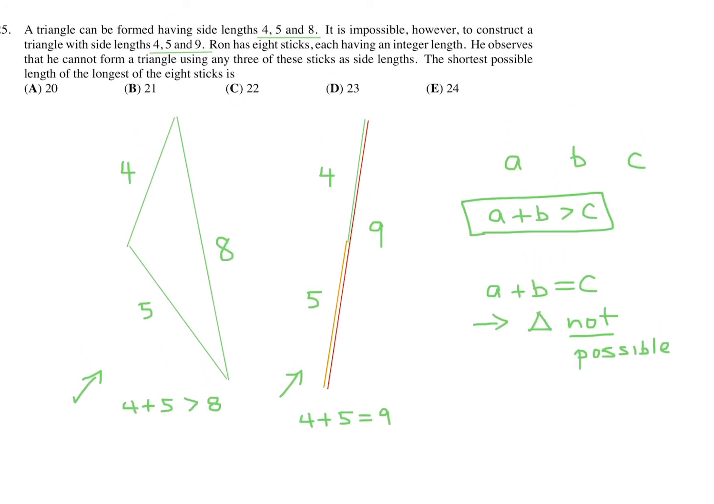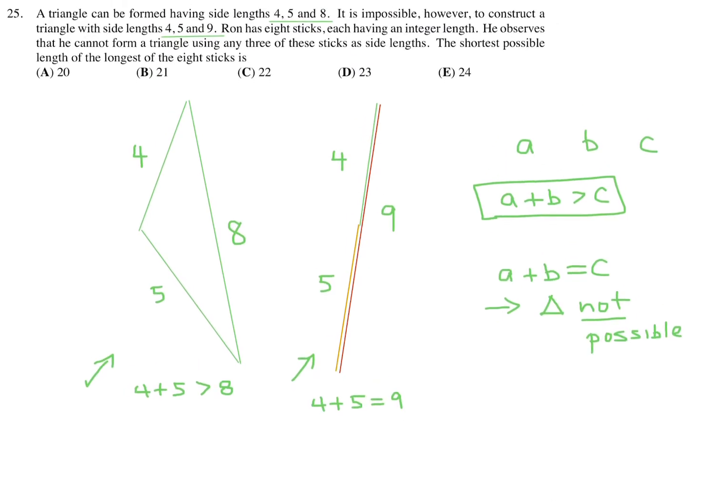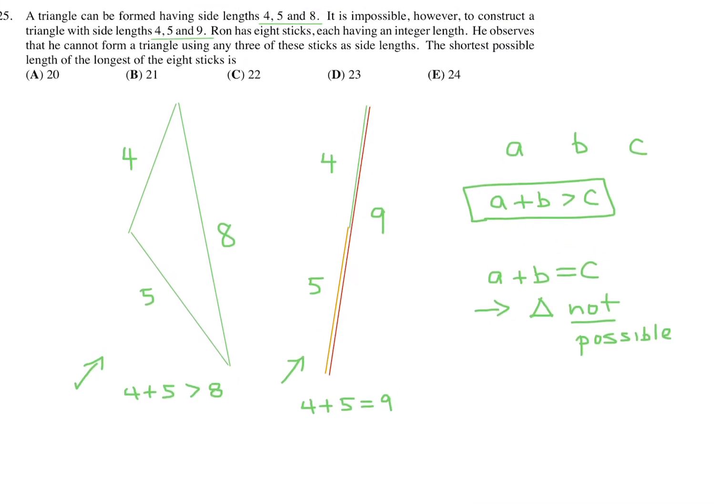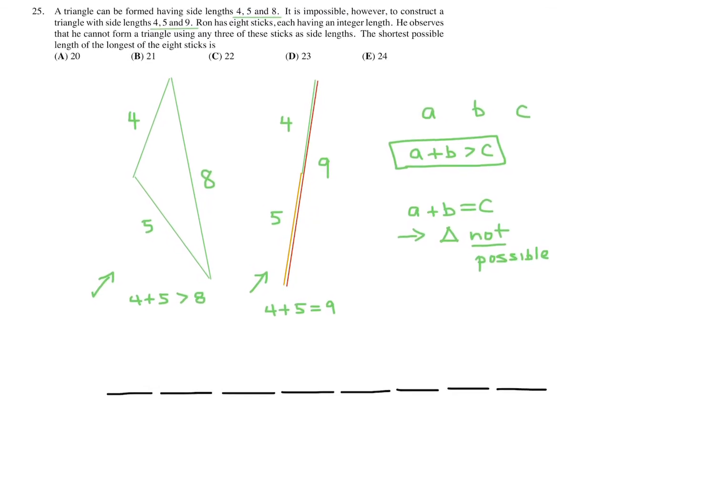So they're saying you've got how many? 8 sticks. 1, 2, 3, 4, 5, 6, 7, 8. And none of them can be used to form a triangle. And they want you to figure out the length of the longest of the 8 sticks. All right, let's try to squeeze in everything.